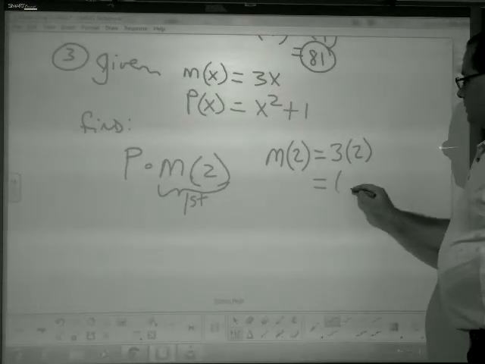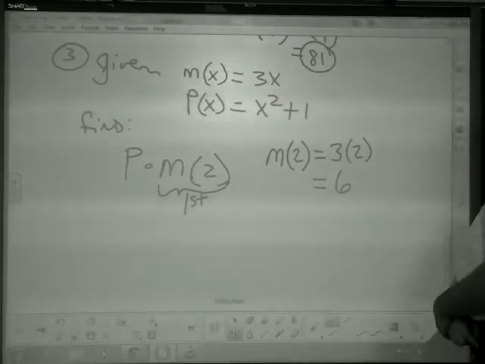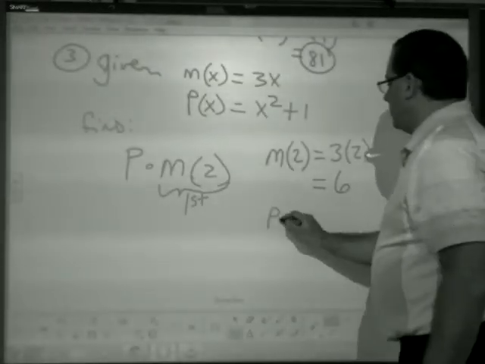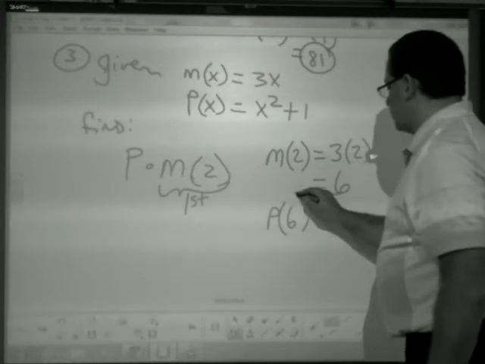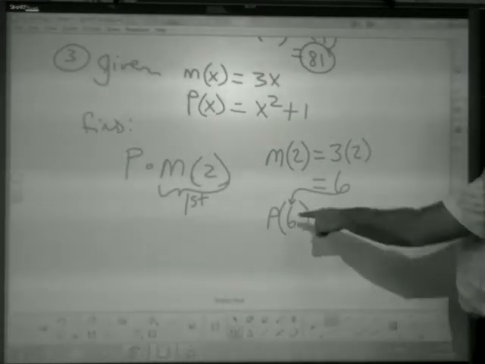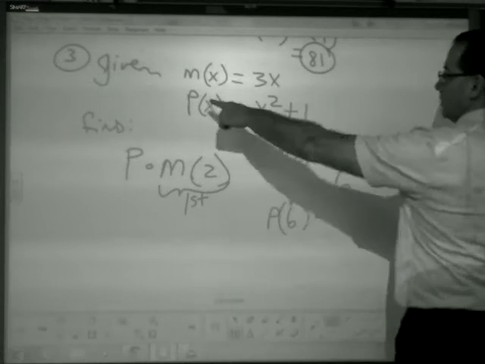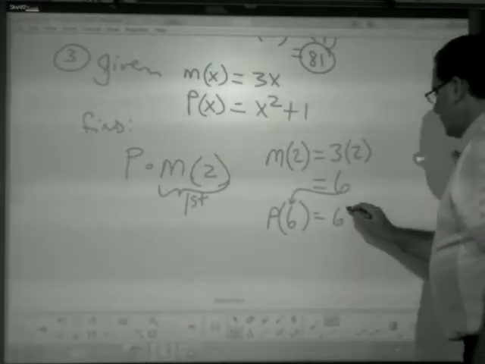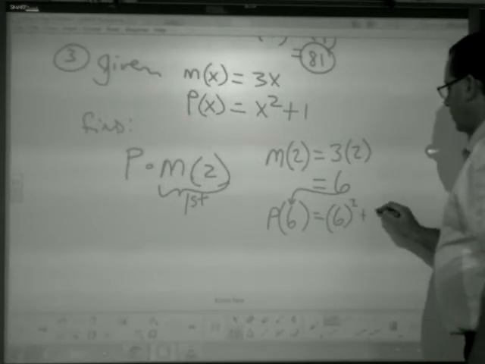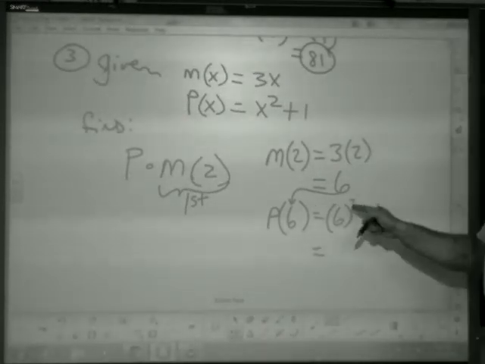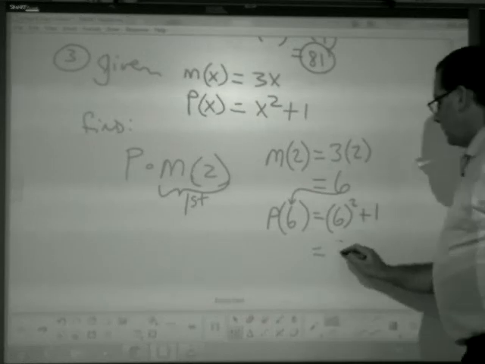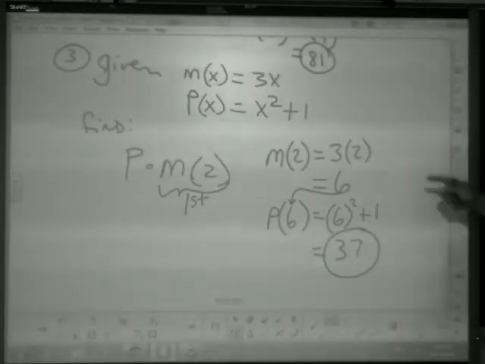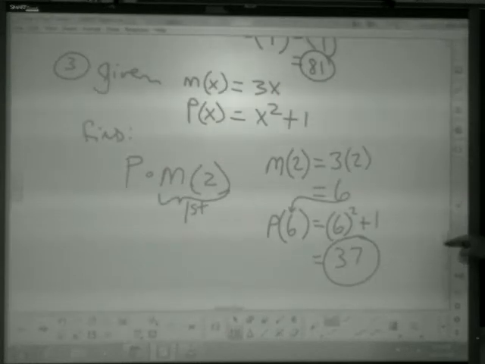3 times 2 is 6. I take that answer and put it into the p function. So the p of 6, again, that 6 goes right there. Now I go to my p function. It says to take the number and square it and add 1. So 6, I put it in parentheses, squared, add 1. 6 times 6 is 36, plus 1 would be 37. And that's how you find, using numbers, the composition of functions.